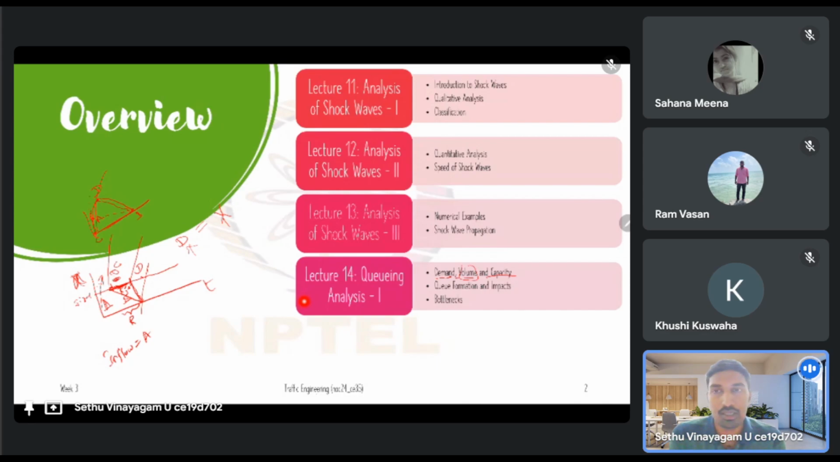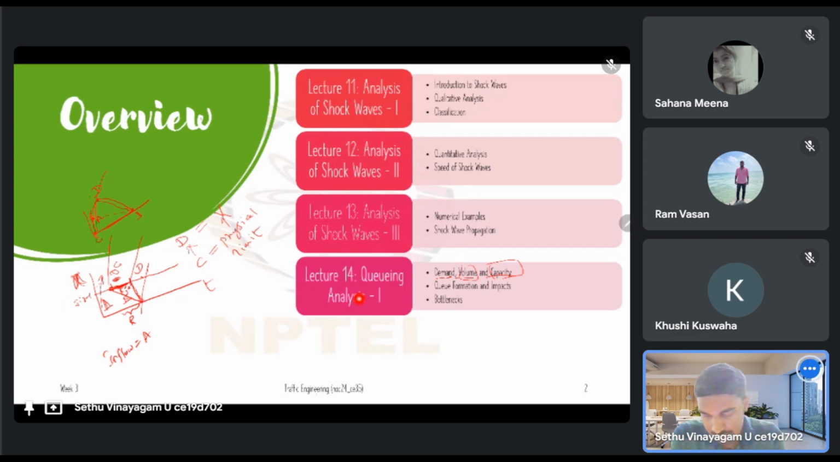So will these two quantities always be the same? It may or may not be the same, right? That's where the third term, capacity, comes into the picture. The capacity will determine whether demand will be equal to the volume or not. So what is capacity? Capacity is the physical limit to what the facility can accommodate, right? How many vehicles can the facility serve in a particular duration? So the maximum number of vehicles that can physically cross this particular location, that's the capacity.